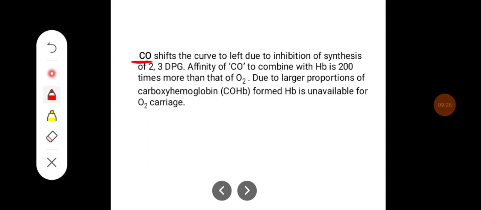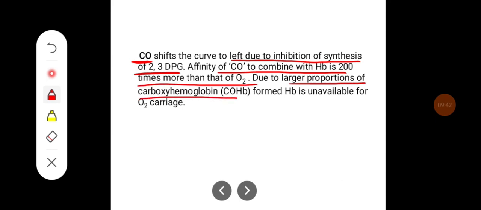Carbon monoxide shifts the curve to the left due to the inhibition of synthesis of 2,3-DPG. The affinity of carbon monoxide to combine with hemoglobin is 200 times more than that of oxygen. Due to the larger proportion of carboxyhemoglobin formed, Hb is unavailable for oxygen carriage.